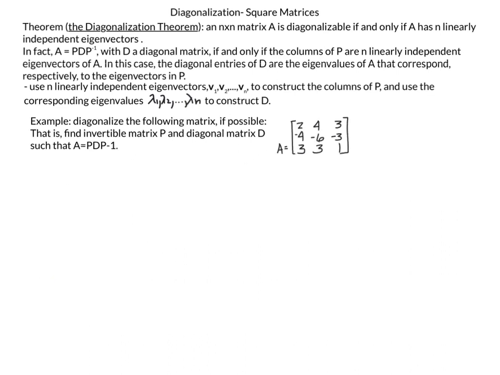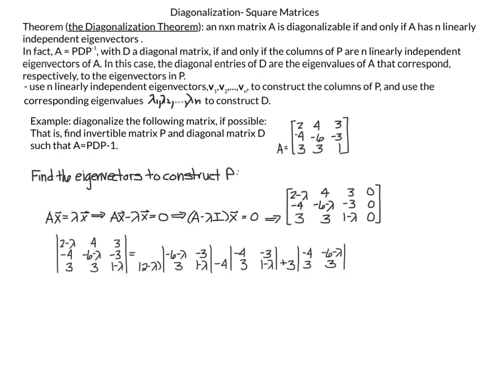My next example is to diagonalize the following matrix if possible. A is equal to the matrix with column vectors 2, -4, 3, 4, -6, 3, 3, -3, 1. Starting as I had in the previous example, we want to find the eigenvectors to use to construct P. To find the eigenvectors, we start with the eigenvalues.